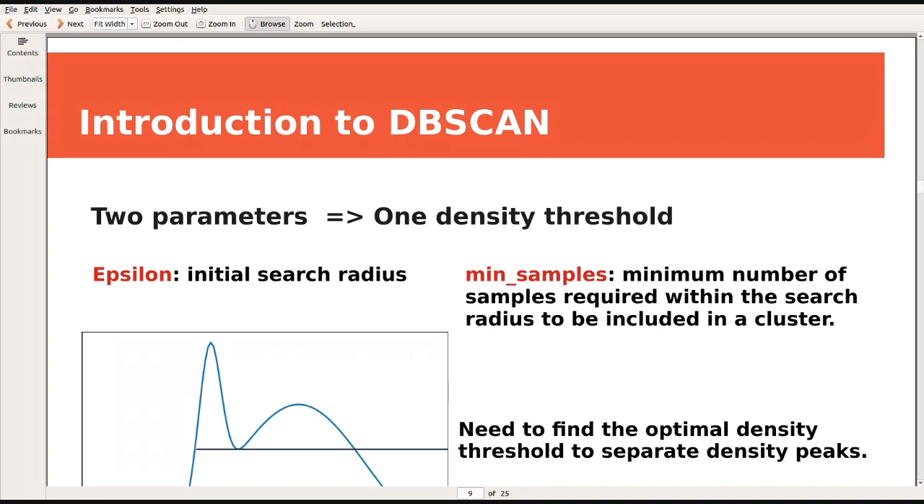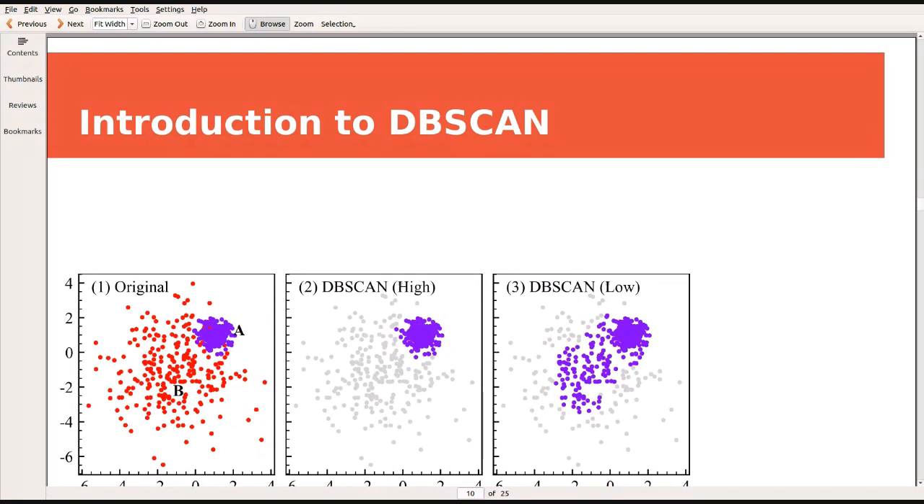And of course, we have a problem: it's not always easy or possible to find the right density when there are multiple density peaks that correspond to very different densities. Here's a simple 2D example. On the left panel, you have cluster A and cluster B. Cluster A is much denser than cluster B, and they sort of overlap. If we pick a very high density threshold in the middle here, you can see we recover cluster A very well, but we completely miss cluster B. But if we lower the density threshold, we can recover cluster A and parts of cluster B, but they merge together, and it's very difficult to separate them.